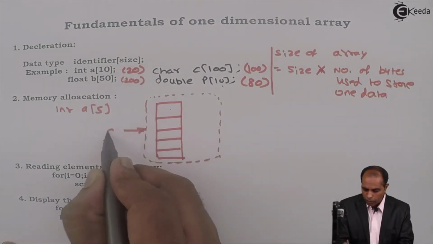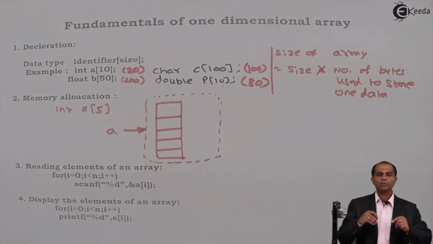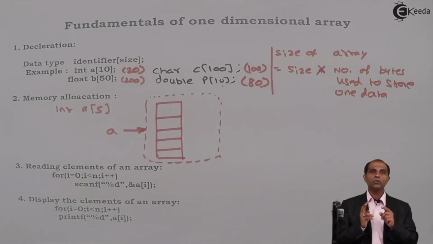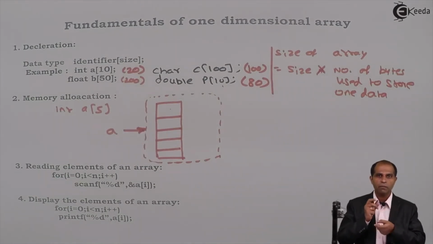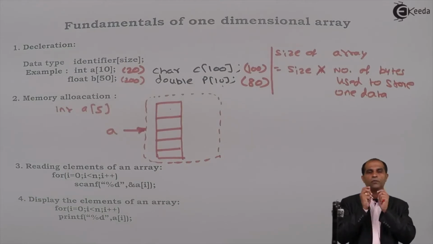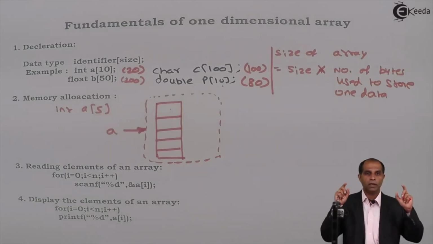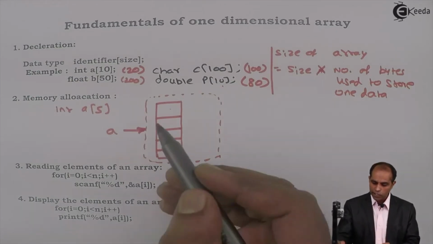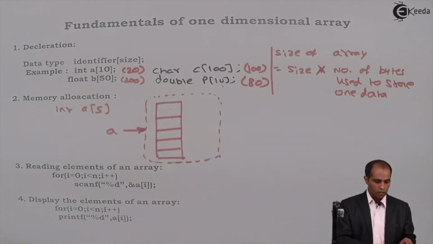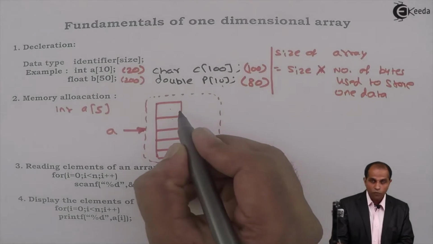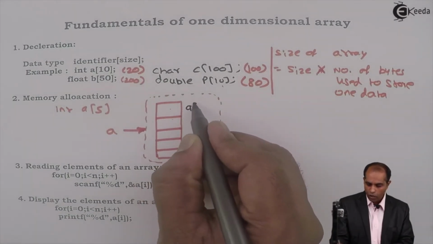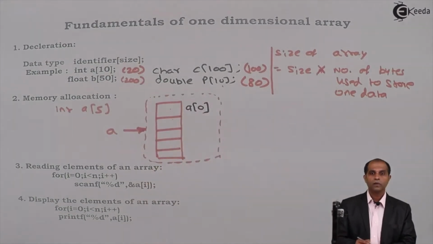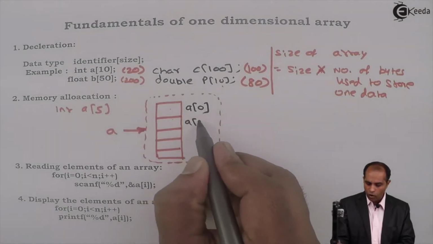This entire block of memory is known as a. But as per the rules of computers, no two memory variables can have the same name if they are declared in a single function. If they are in separate functions, two variables can share the same name. But if they are in a single function, you can't have two variables with the same name. So for that, what do I need to do? I need to associate a different name for each of these data. So what I'll do is, I'll declare the first one as a of 0, second as a of 1.